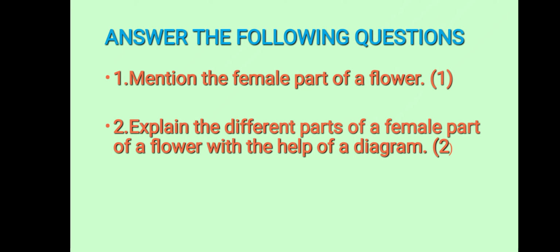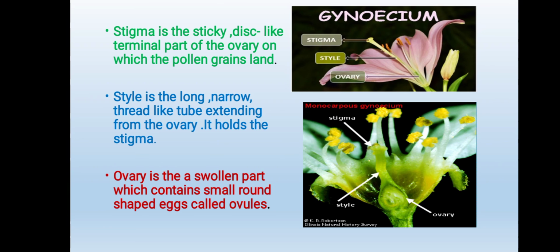Now, in today's lesson, these are the questions that you are going to do. Mention the female part of a flower. Explain means you have to write in detail. Explain the different parts of the female part of a flower with the help of a diagram. So, the diagram would be any one of these, and you need to write all these things in detail. So class, this is all we'll be learning for today.